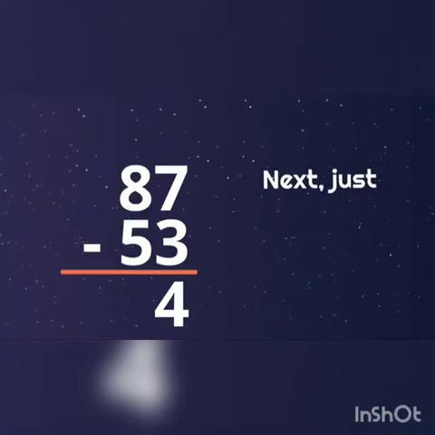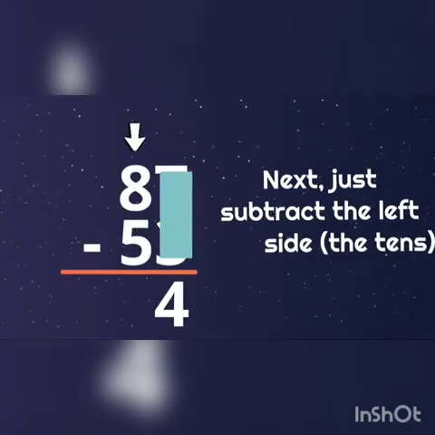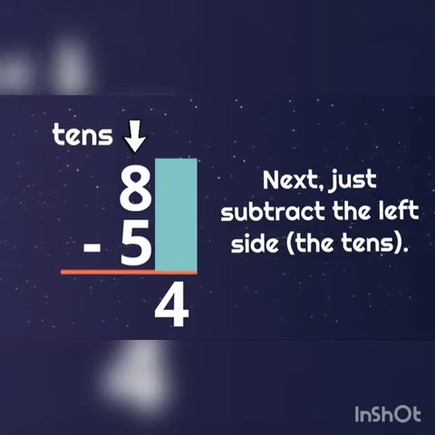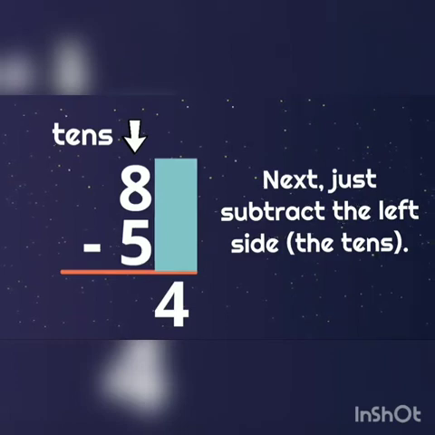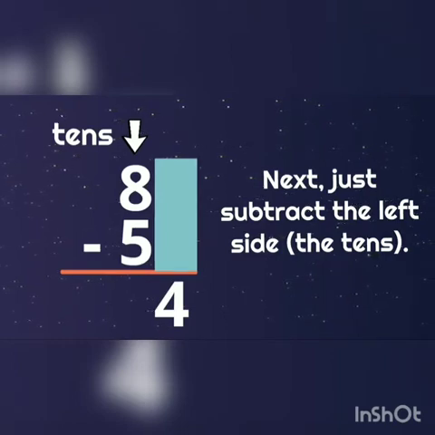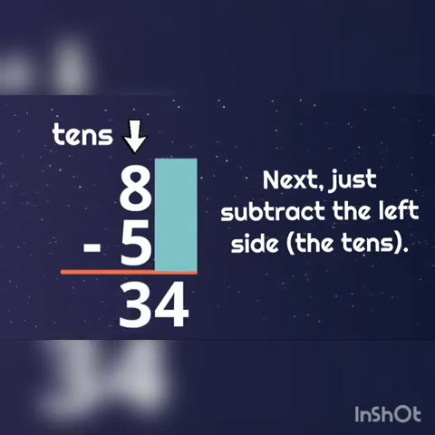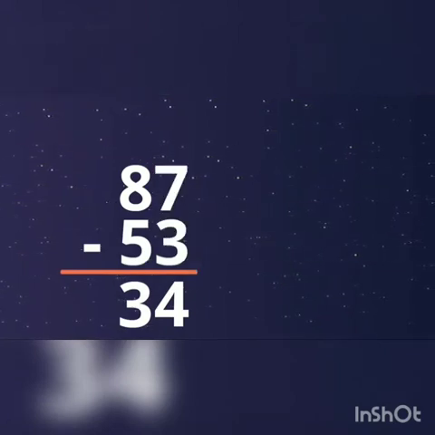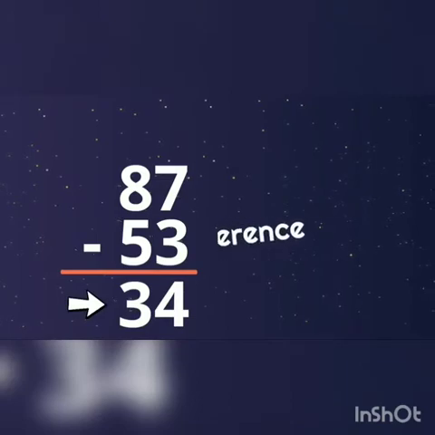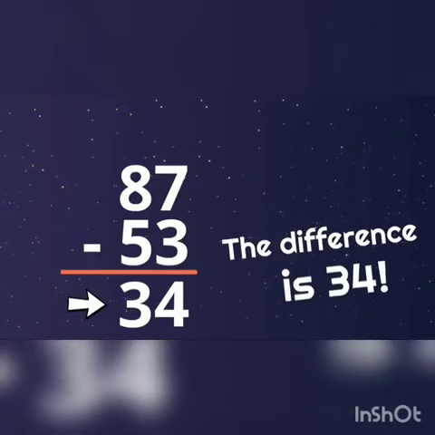Next, we just subtract the left side, the tens. What is 8 minus 5? Yes, 3. So we write 3 under the tens column. And we have our answer. The difference is 34.